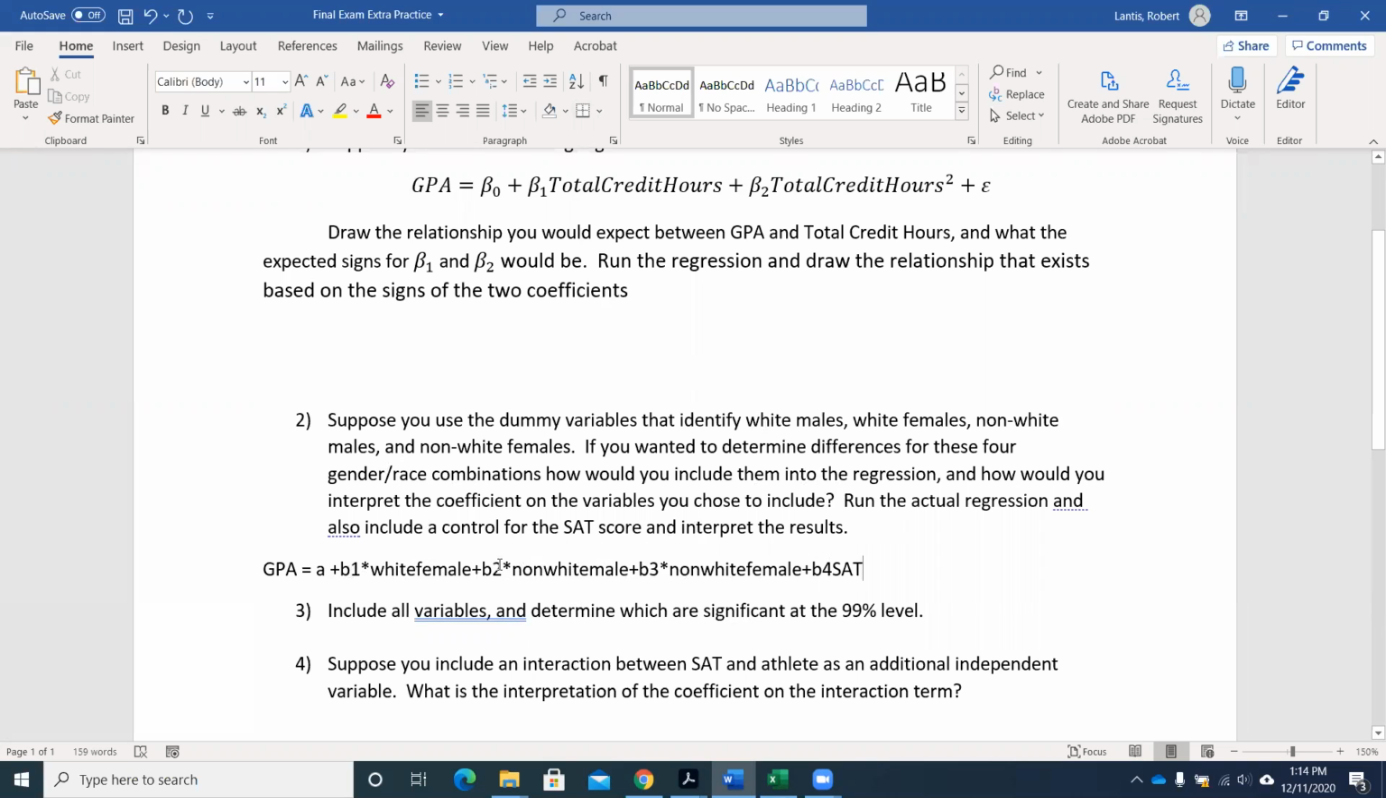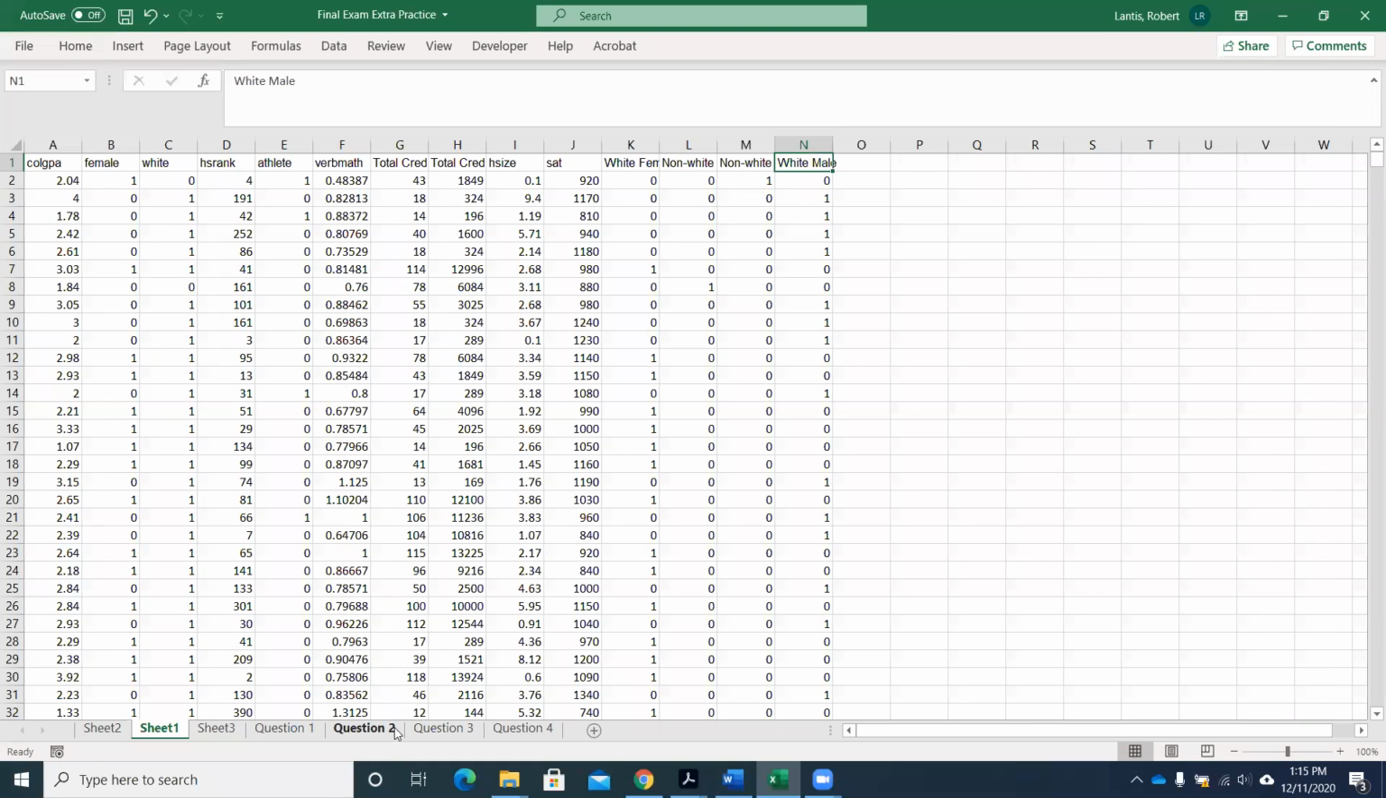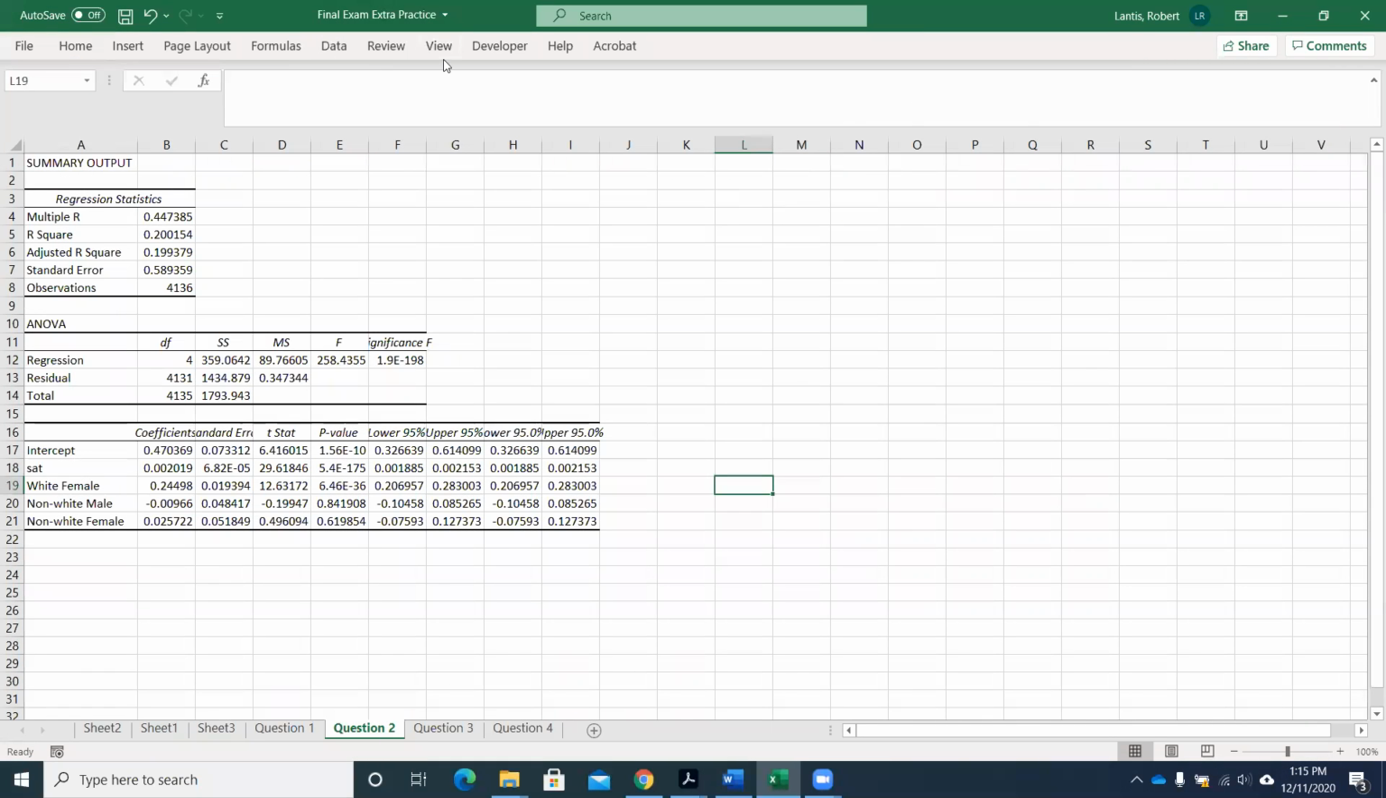And then for B2 here, if the individual was a non-white male relative to a white male, B2 is the predicted difference in that individual's GPA relative to the group we left out, or the white male group. So I look at this output. We're going to zoom in here so it makes it a little bit easier to see.